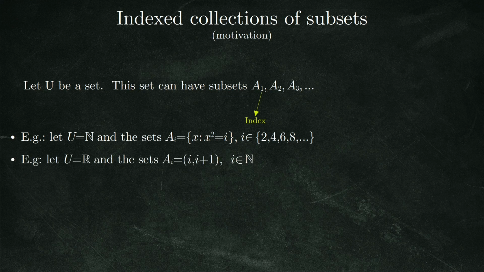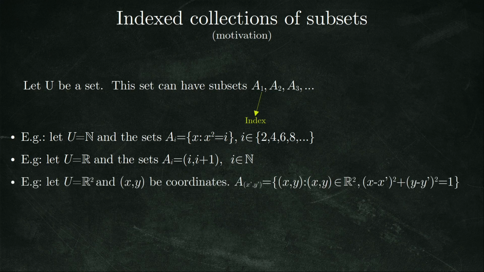Another example, if U is the set of real numbers, then A_i could be the open interval from i to i plus 1. Or let U equal R squared, so this is just a 2D plane, and x, y are coordinates in that 2D plane. And then the set here, now indexed by x prime, y prime, so indexed by a coordinate. Each of these sets is the set of points such that they obey the equation of a circle of radius 1 with center x prime, y prime.